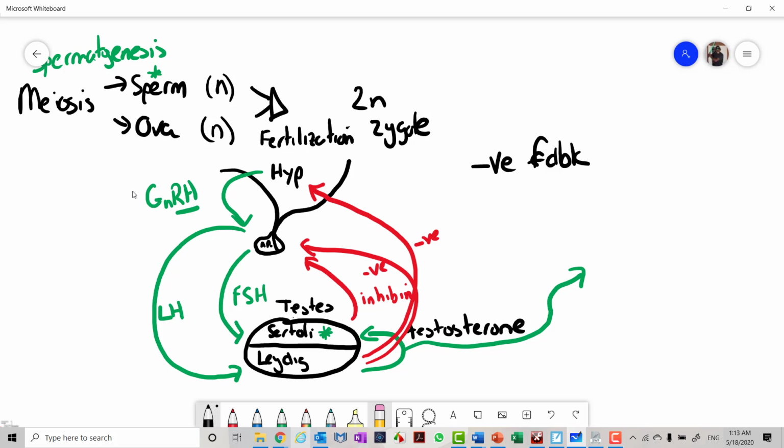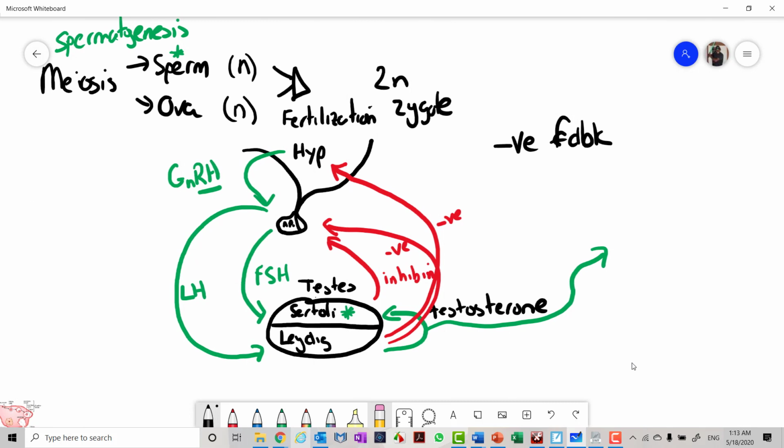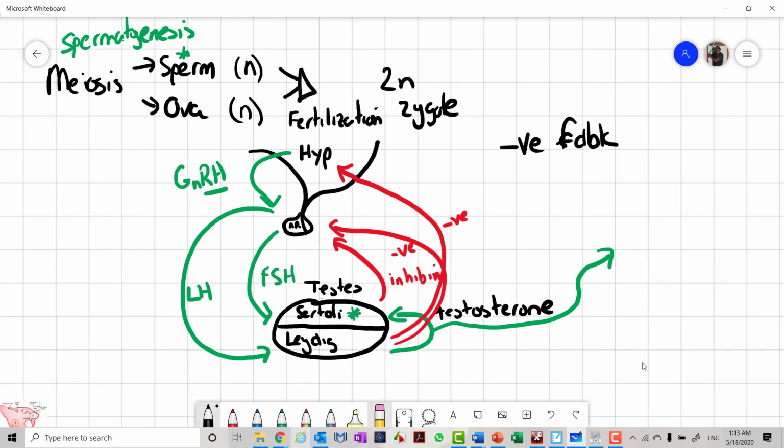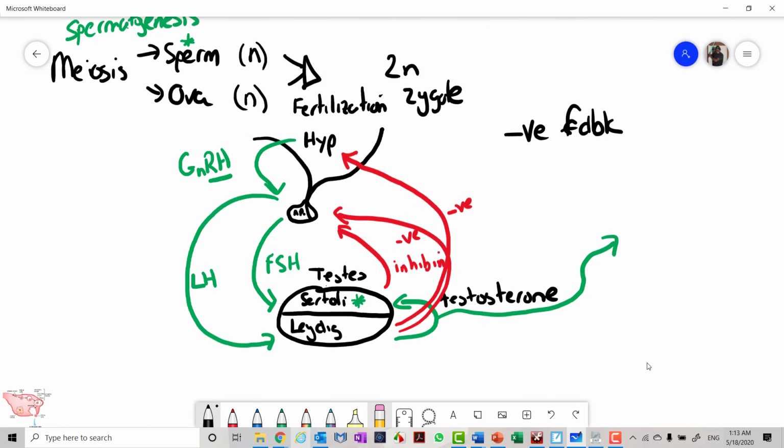The female, in addition to producing the egg, also needs to prepare the uterus for egg implantation. Now, females in the class will know that this is a complex process. This is something that goes through a cycle that is about once every month. But this is not true of every single mammal.